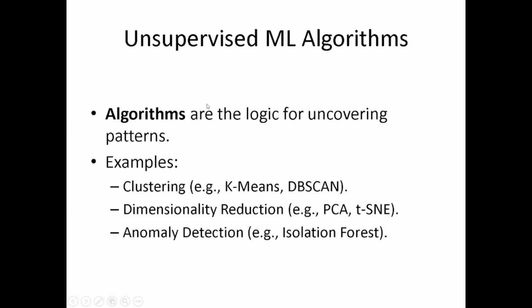Unsupervised machine learning algorithms form the foundation of unsupervised learning. They are the logic for uncovering patterns. There are three key types of algorithms: clustering methods like k-means and DBSCAN, dimensional reduction techniques such as PCA and t-SNE, and anomaly detection approaches like isolation forest. Each serves a distinct purpose in pattern discovery.